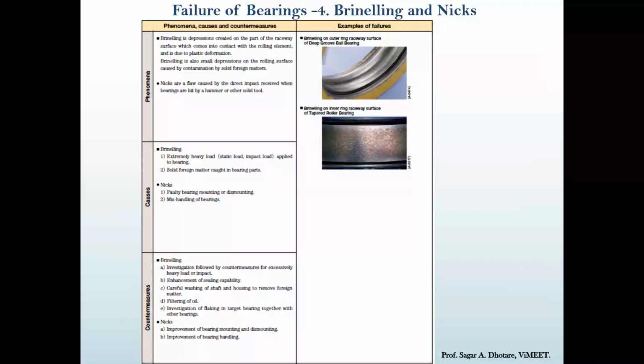The next are the flaws caused by direct impact received when the bearing is hit by a hammer or a solid tool. So these are the impressions which are mentioned, or you can say, because of improper hammering or improper pressure applied, this can occur.